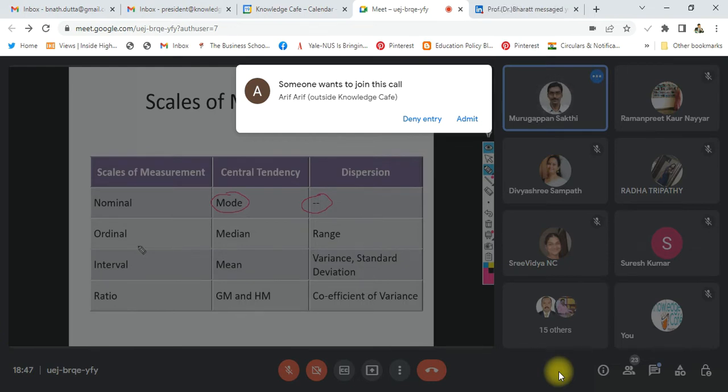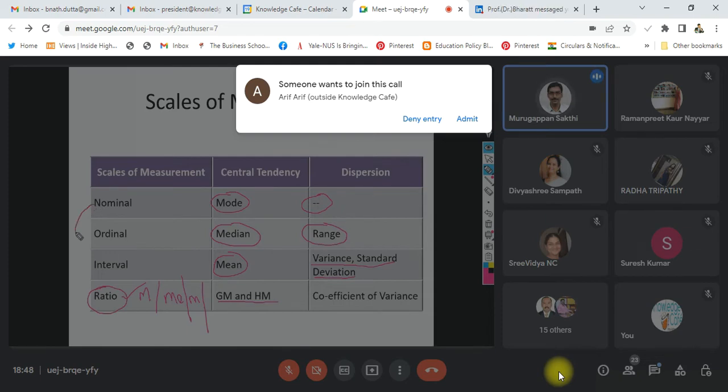The next one is ordinal data. If it is ordinal data, what can you apply? Median. And what dispersion can you apply? Range, that's all. If it is interval data, mean, and variance and standard deviation you can apply. Suppose it is ratio data, you can apply geometric mean and harmonic mean. If it is ratio data, you can apply mode, median, mean, geometric mean, and harmonic mean. All measures of central tendency you can apply if it is ratio data.